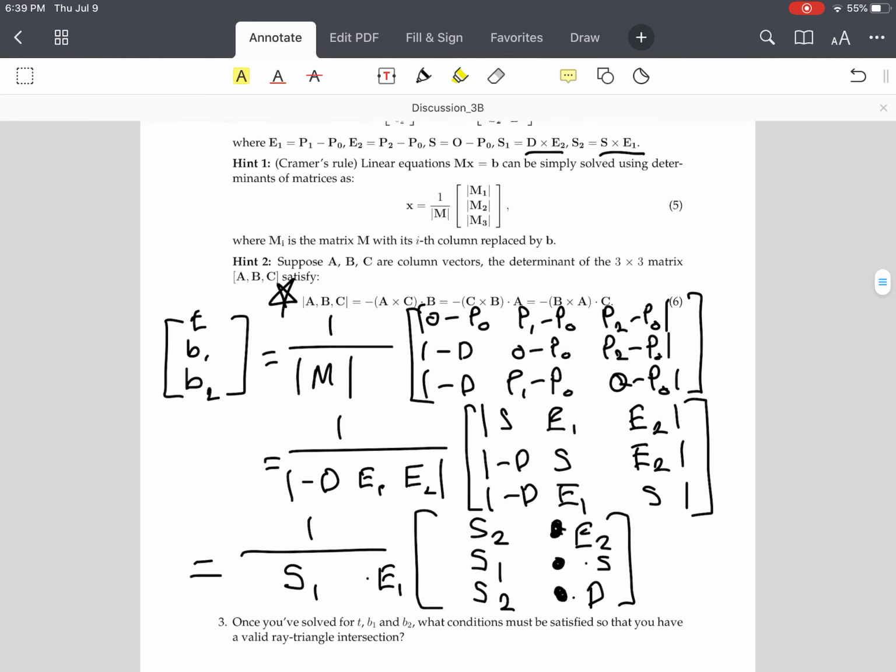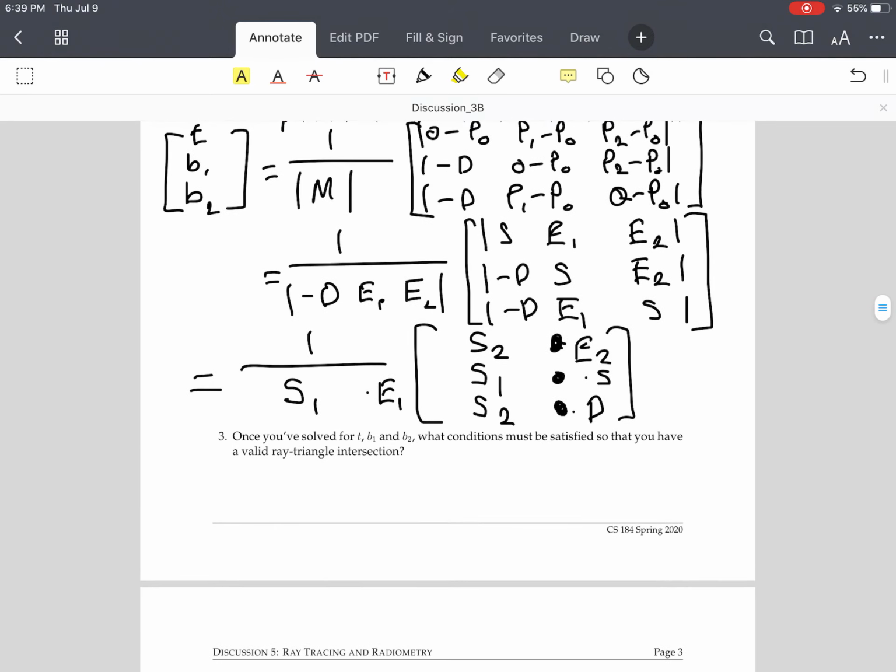Okay, so let's keep going. 3. Once you've solved for T, B1, and B2, what conditions must be satisfied so that you have a valid ray triangle intersection? One of these conditions we talked about last time. So let's start with T. What's the condition on T? Well, this one's easy. The intersection, like we talked about last discussion, has to be in front of the ray. It has to be in the positive direction. So T has to be greater than or equal to 0. That's the first nice and easy one.